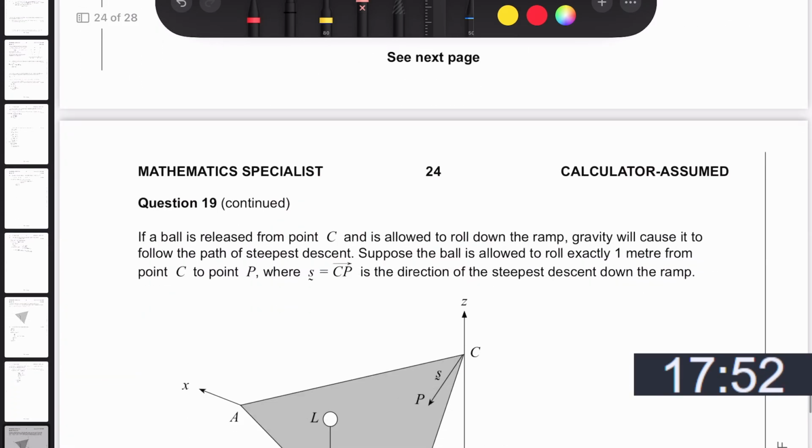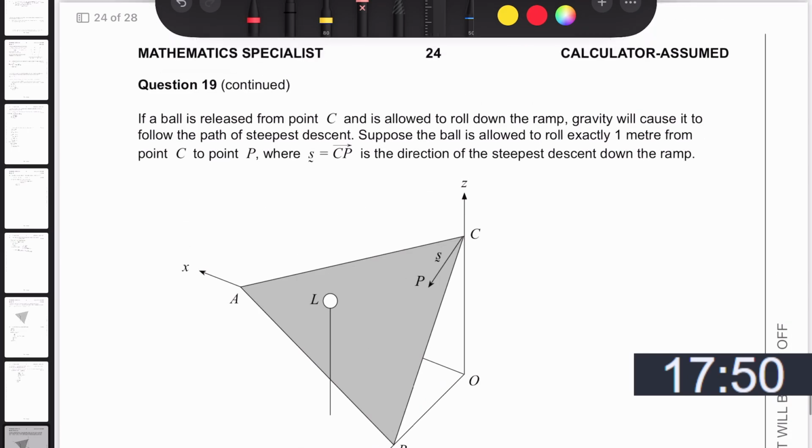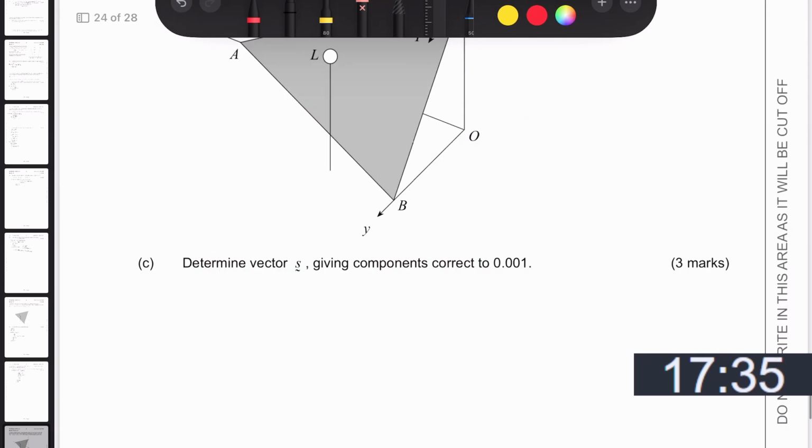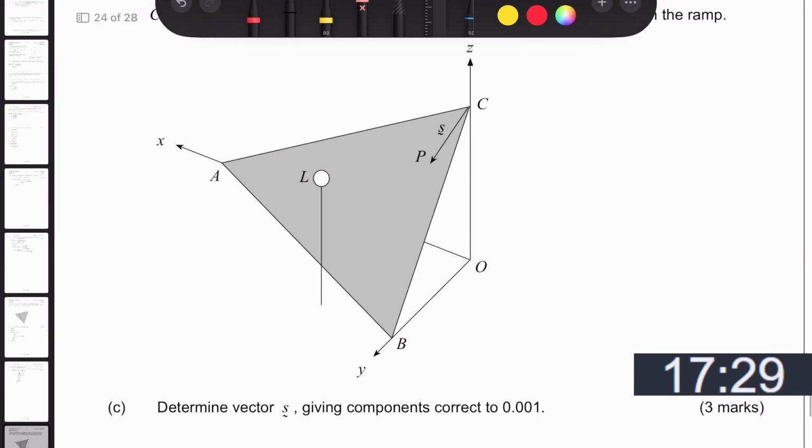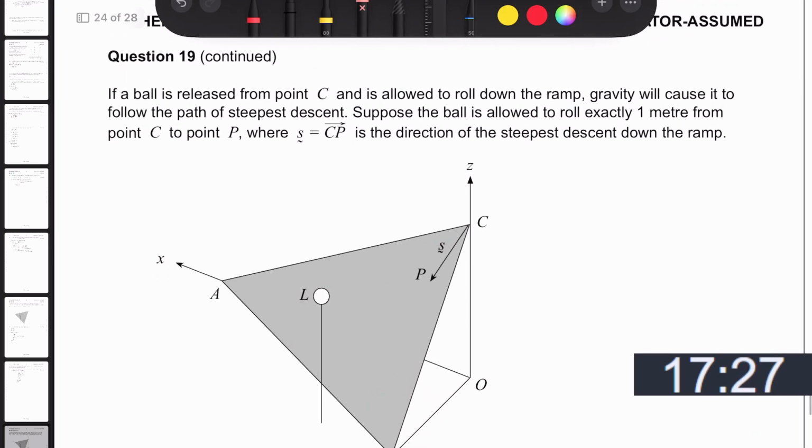Alright. If a ball is released from point C and is allowed to roll down the ramp, gravity causes it to follow the path of steepest descent. Suppose that the ball is allowed to roll exactly 1 meter away from point C to point P, where S is the direction of the steepest descent on the ramp. Determine the vector S given the components correct to 0.001.